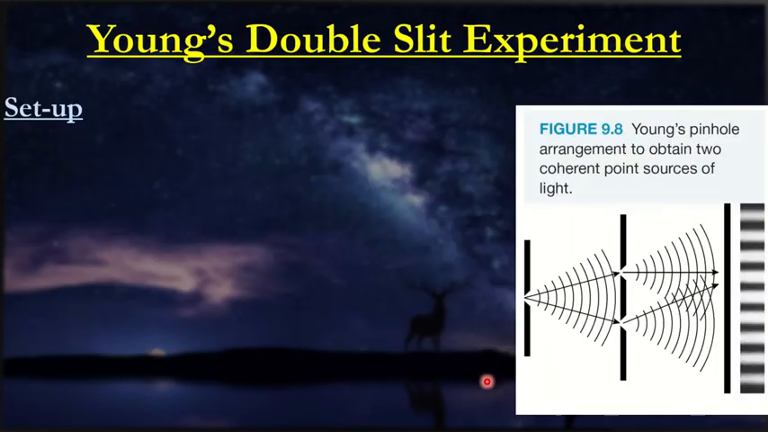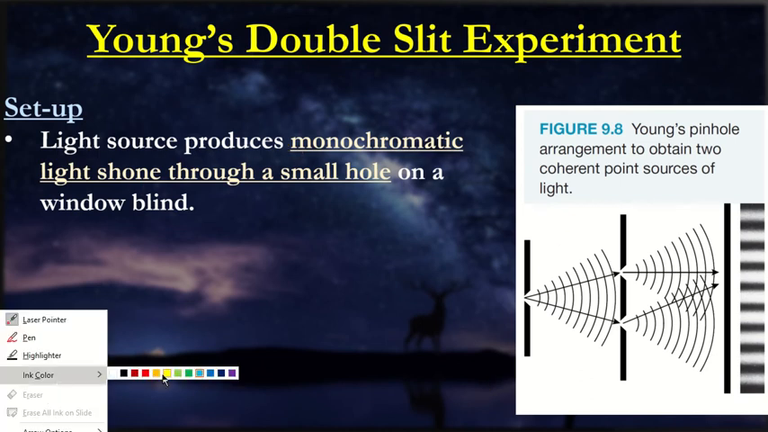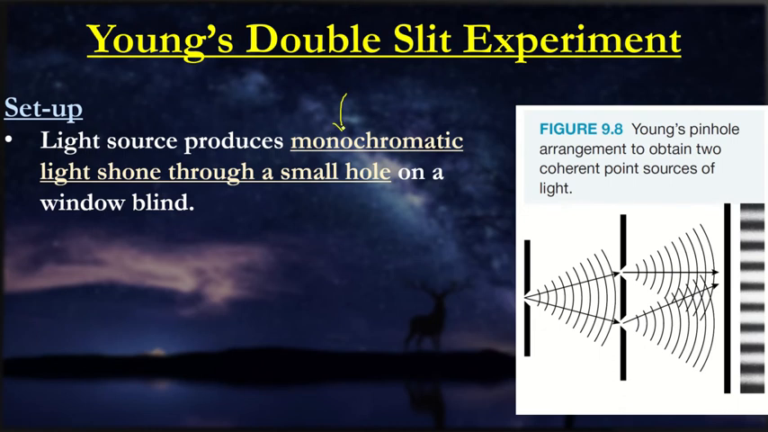So let's just recap on what the setup was. Firstly, he used a monochromatic light source. For anyone who doesn't know what monochromatic means, it means a light color that's from a single wavelength. So it's single wavelength or single frequency light. The reason why monochromatic light is very useful is because it gives you a more consistent pattern.